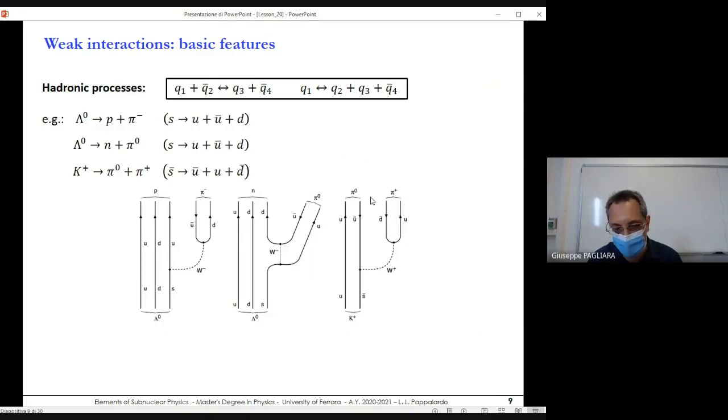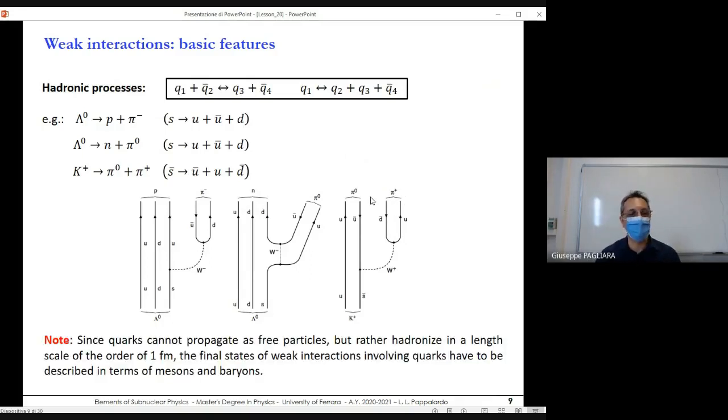And of course, since quarks cannot propagate as free particles, as we know, but can only hadronize in a length scale which is of the order of 1 Fermi, the final state of weak interaction involving quarks has to be described in terms of either mesons or baryons, like the example that you see here.